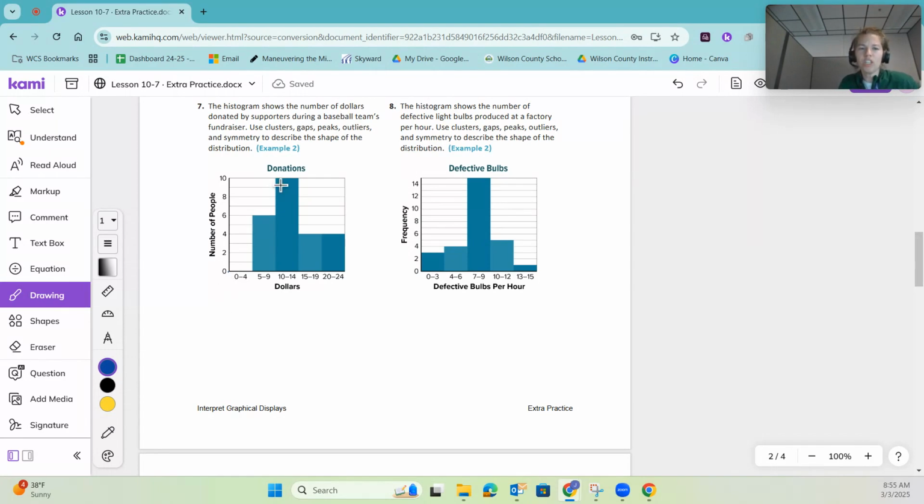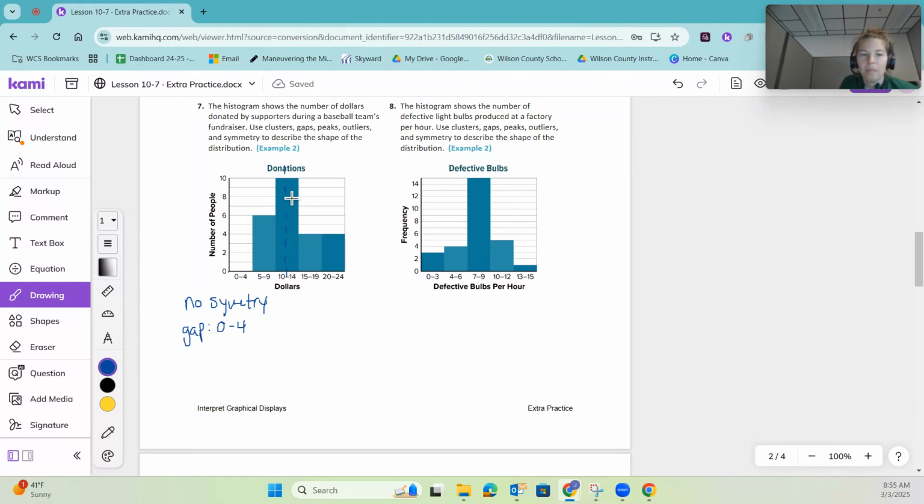So if we look at this set of data, if I cut it right down the middle, both sides are not the same. So there is not symmetry. If we look, there is not a cluster. The data is relatively spread out. There is a gap, though, between this 0 to 4. There is no data here, so that's considered a gap.